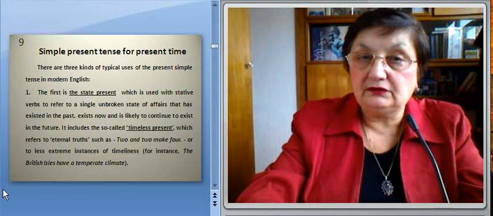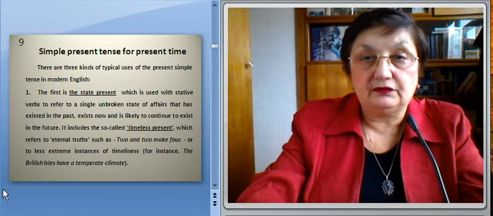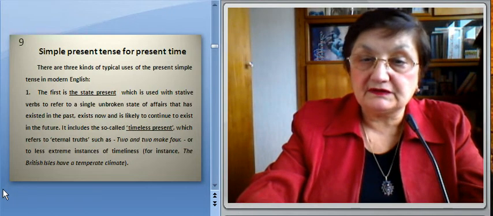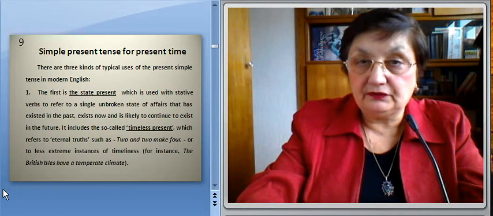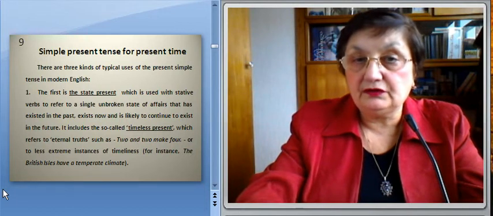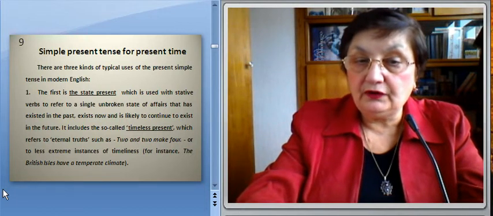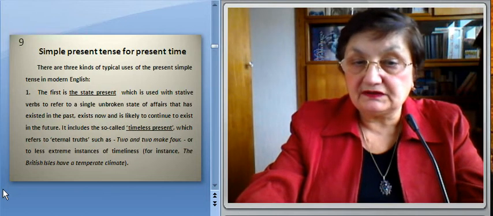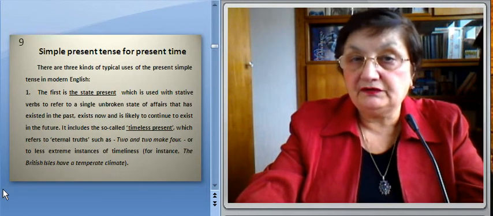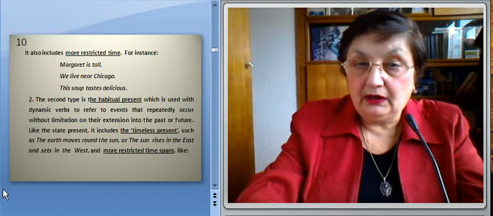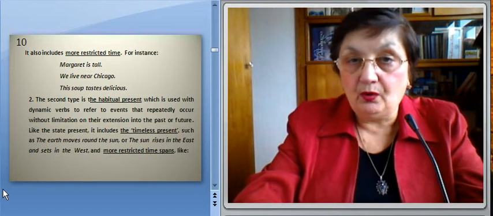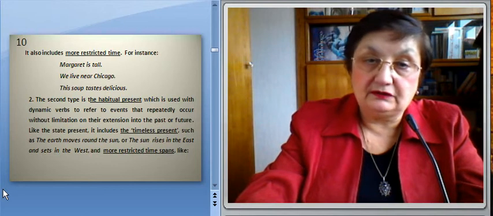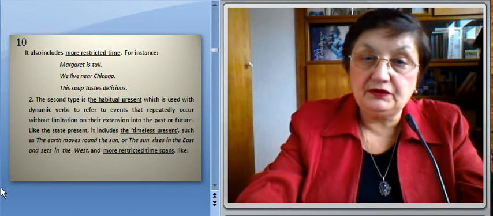It includes the so-called timeless present, which refers to eternal truths such as "two and two make four," or to less extreme instances of timelessness. For instance, "The British Isles have a temperate climate." It also includes more restricted time. For instance, "Margaret is tall," or "We live near Chicago," or "This soup tastes delicious."